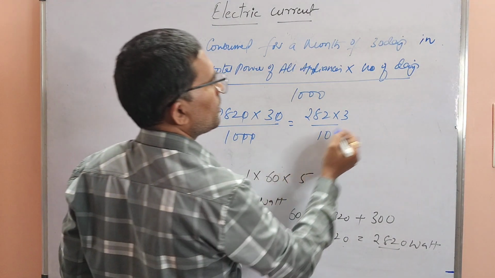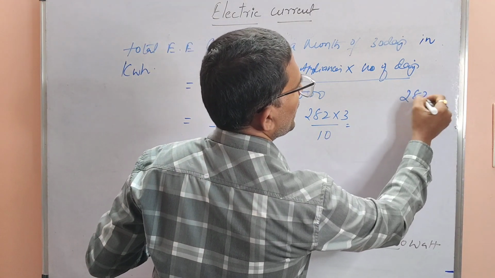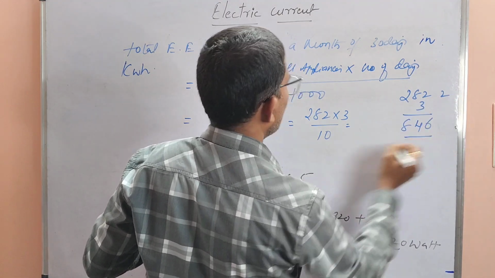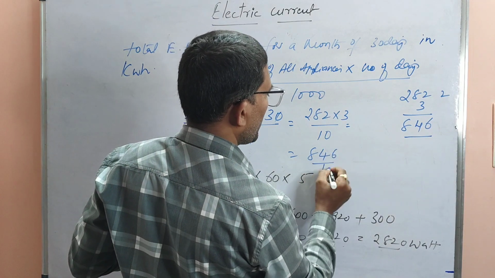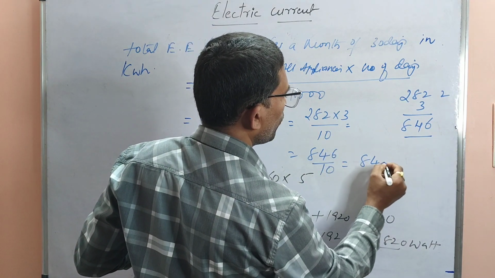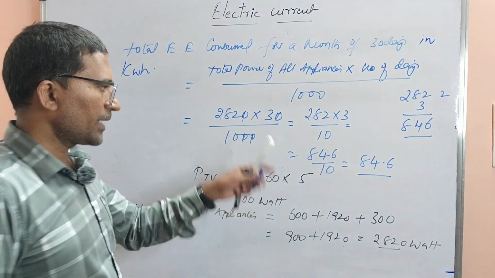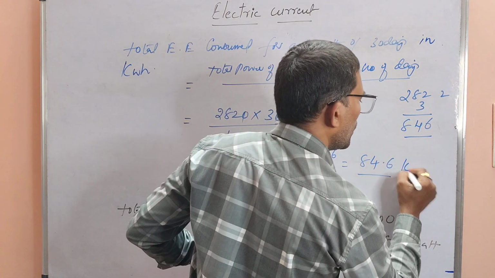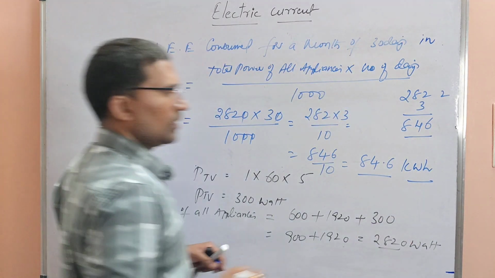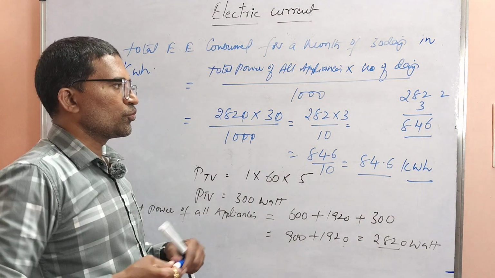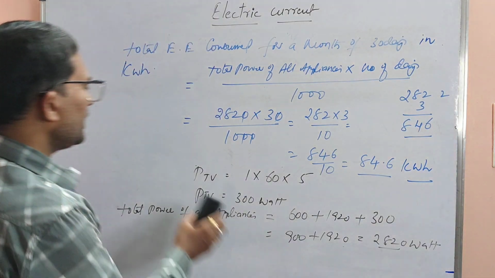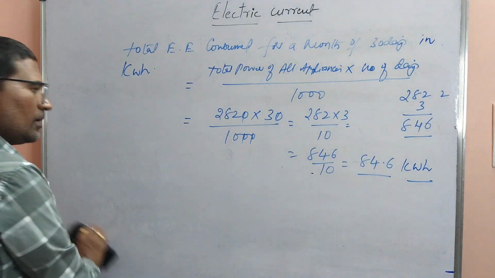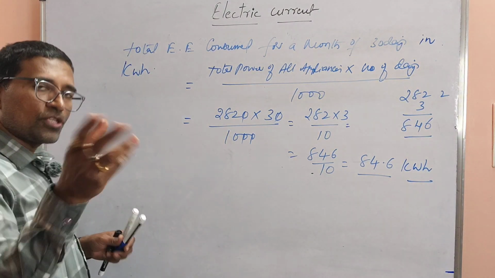Now it will become 282. Do the multiplication also: 6, 24, 6, 8. That is 846 by 10. I can write as 84.6. That is kilowatt hour. So this much electrical energy we consumed for a month of 30 days. Then the government is charging 3 rupees per kilowatt hour, or per 1 unit the government is charging 3 rupees.